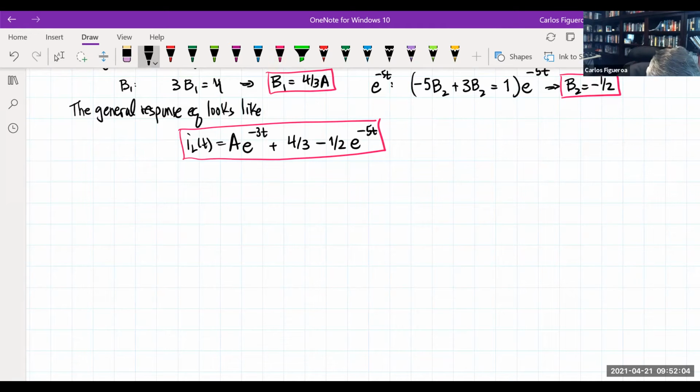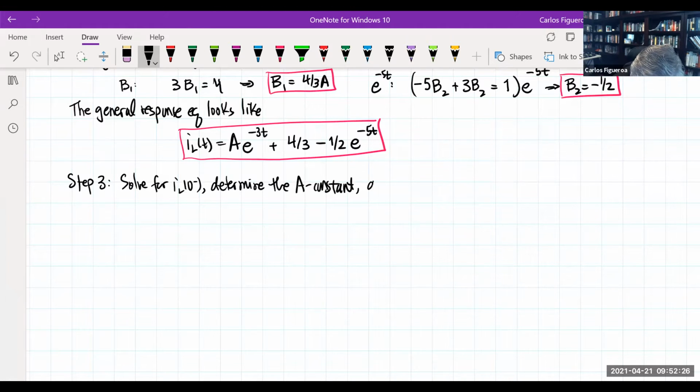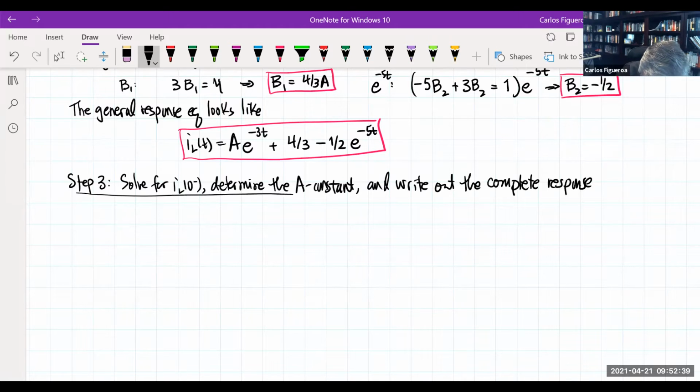So here I go, step 3. What I'm going to do here is solve for IL of 0 minus, determine the A constant, and write out the complete response. So let's go do that.